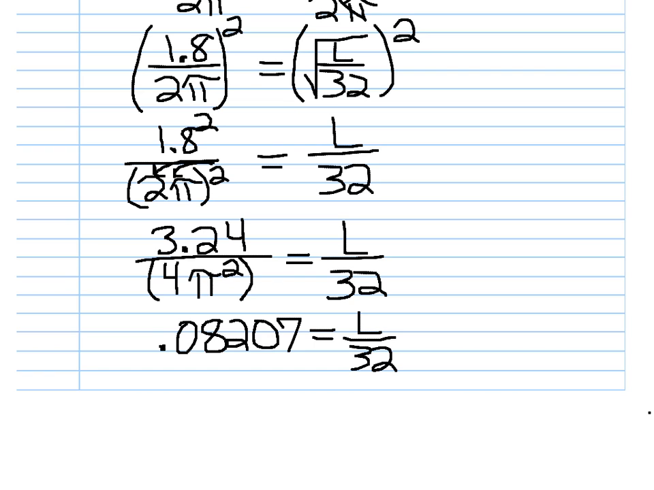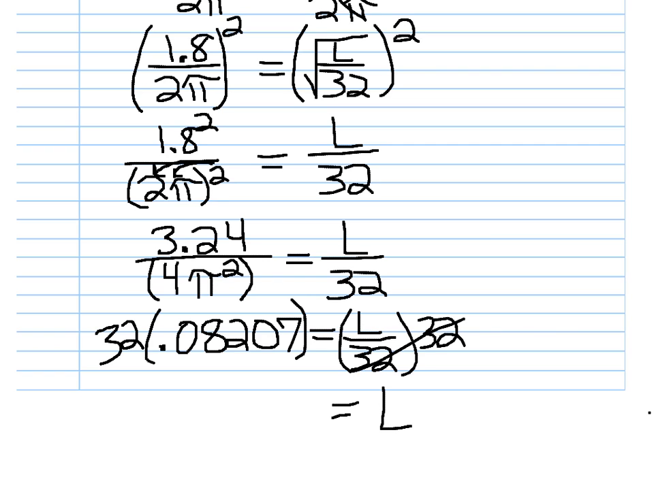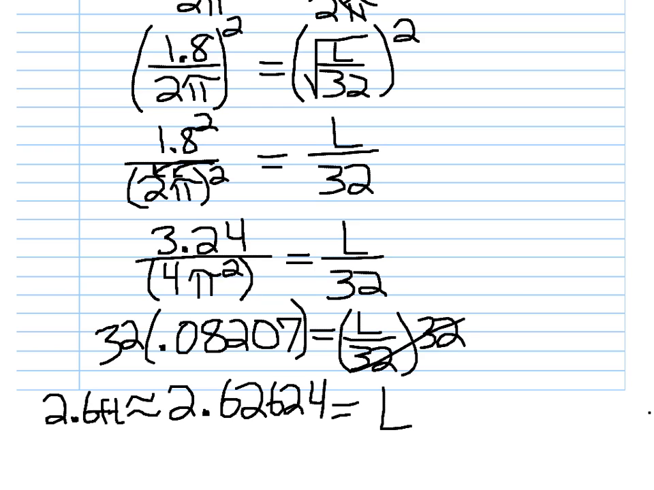Now that I want to solve for L, I want to multiply both sides by 32. And that way the 32s will cancel and I have L completely by itself. 32 times 0.08207 is approximately 2.62624, which if I round it to the nearest tenth place, 2.6, and in units it would be feet, because the length of my pendulum string is in feet.